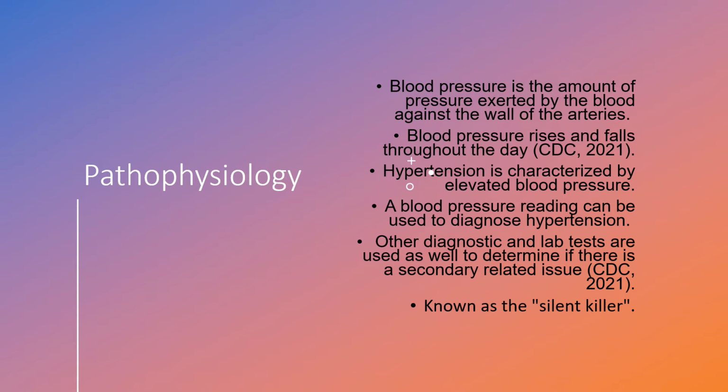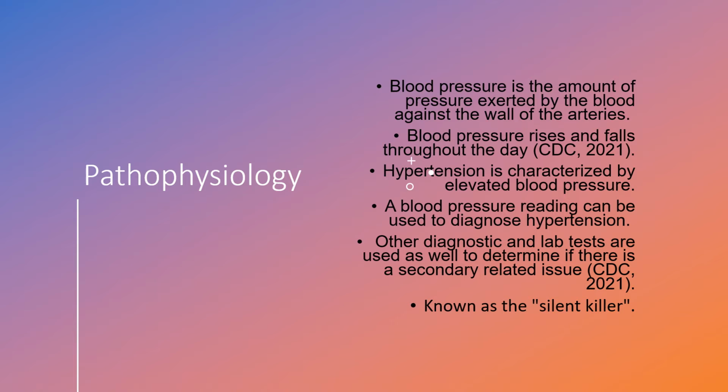So, what is hypertension? Blood pressure is the amount of pressure exerted by the blood against the wall of the arteries. These vessels carry blood away from the heart to other organs in the body. According to the CDC, blood pressure rises and falls throughout the day, but if it stays high for too long, the heart may become damaged and possibly develop health problems. The condition is also known as hypertension, which is characterized by elevated blood pressure.